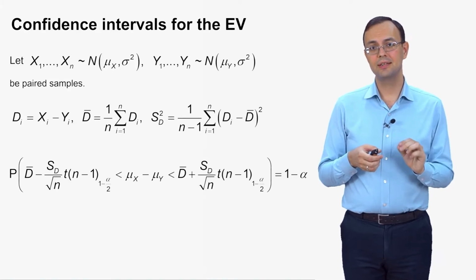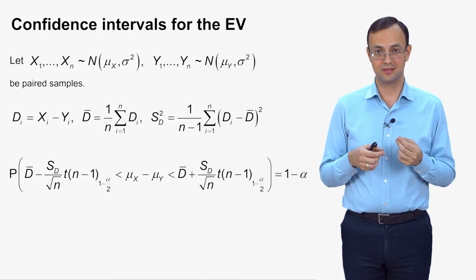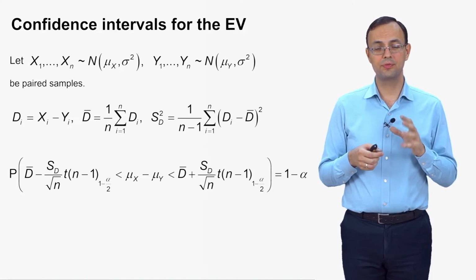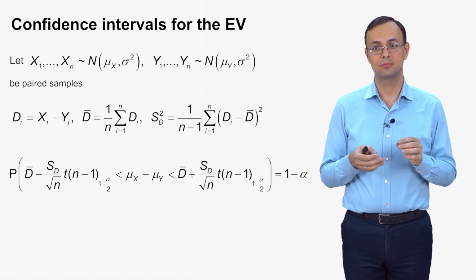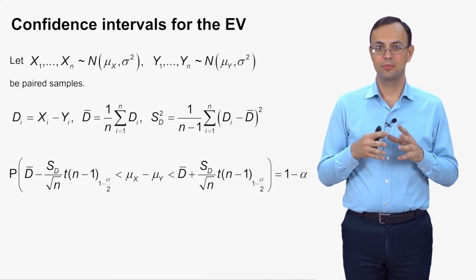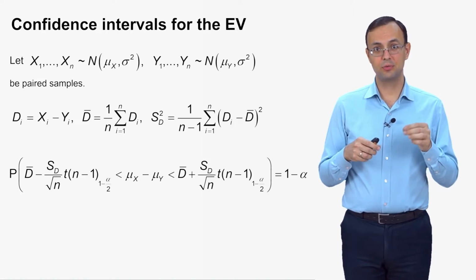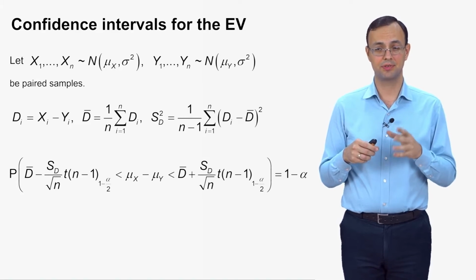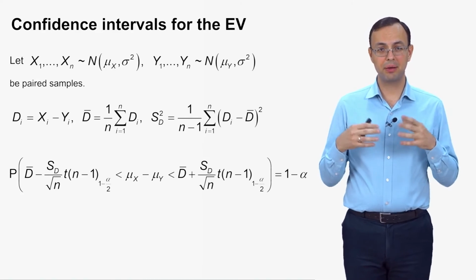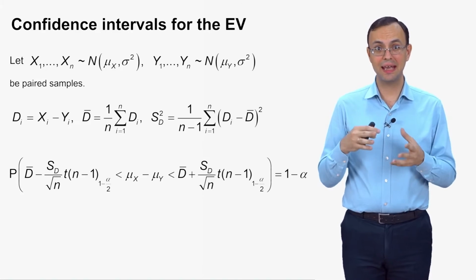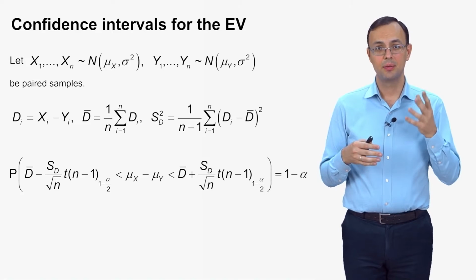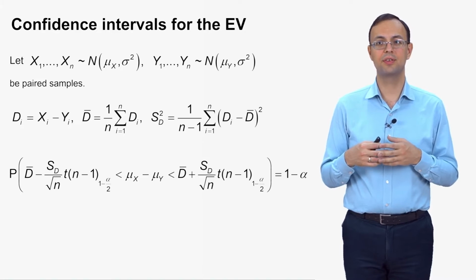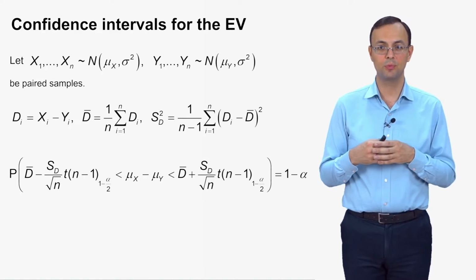Another situation is when you have not a single sample, but two samples. And you are interested in the confidence interval for the difference in means. So the first sample has its own mean value, the second one has its own mean value, and you are interested in the difference. The parameter to be estimated is μx minus μy. So μx is the mean value of the first sample, μy is the mean value of the second sample, and the parameter to be estimated is μx minus μy.